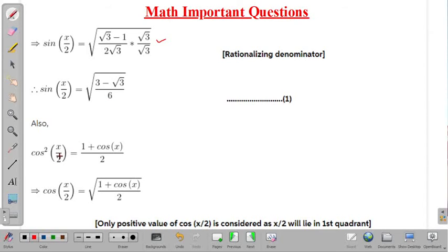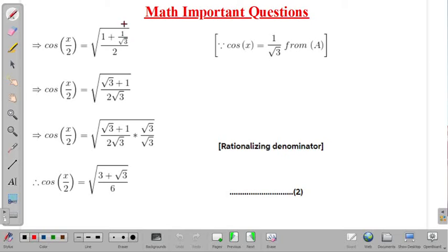Okay, similarly cos square x by 2 can be written as 1 plus cos x divided by 2, and substituting the value of cos x here, also we can see that cos x by 2 will be positive as x by 2 will lie in the first quadrant. So substituting the value of cos x, we can calculate the value of cos x by 2 after doing rationalization of the denominator. We will get under root 3 plus root 3 by 6.